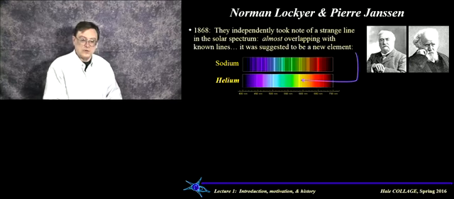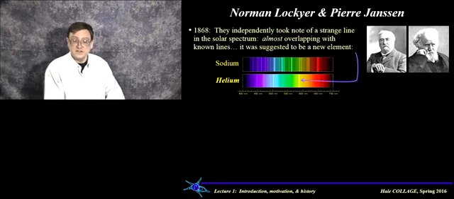Now, I mentioned Norman Lockyer. He and Pierre Janssen in the 1860s and 1870s were the pioneers in doing a lot of this science. They noticed that there was this line in the yellow part of the spectrum that nobody had ever identified before in terrestrial spectroscopy, the analysis of terrestrial gases, and they discovered a new element. They discovered helium.